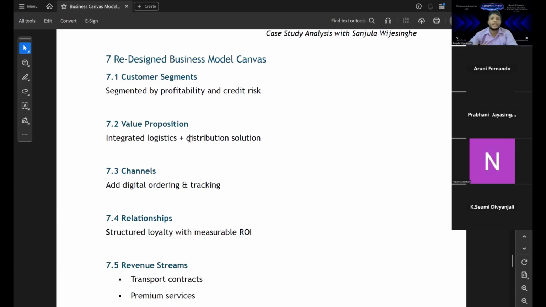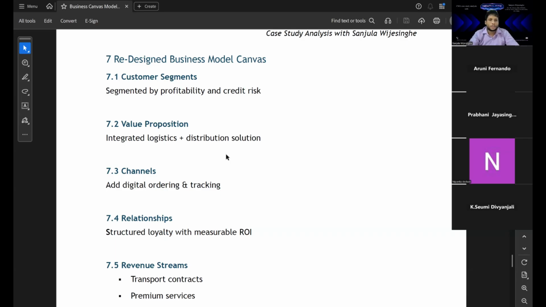You see the redesigned business model. When it comes to customer segments, segmented by profitability and credit risk. You can do that based on the risk you have identified, whether high risk, low risk or medium risk, or based on profitability, higher profitability or low profitability, or profitability versus non-profitability. You can segment your customers. It will be easier for you, because if the credit risk is very high, then you know there is a risk in recovering this particular amount, right?